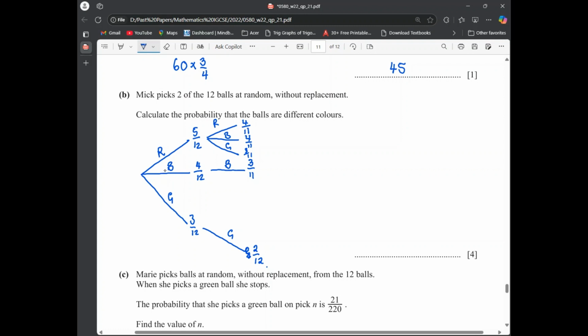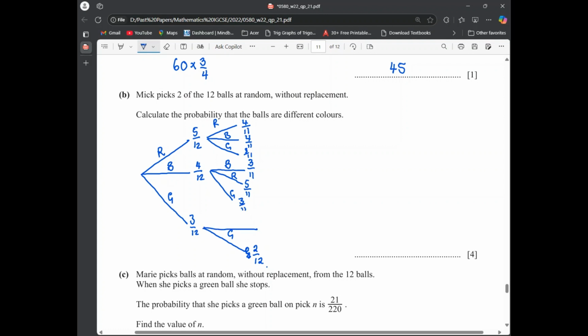Likewise, he picked a blue and a blue. What if he picked a blue and a red ball? So if he picks a red ball, the probability of picking red is still 5 out of 11, because there's still 5 red balls after he's picked that blue. Or he can pick a green ball, and that green ball's probability will be 3 out of 11 still.